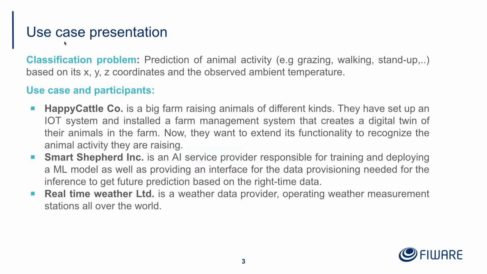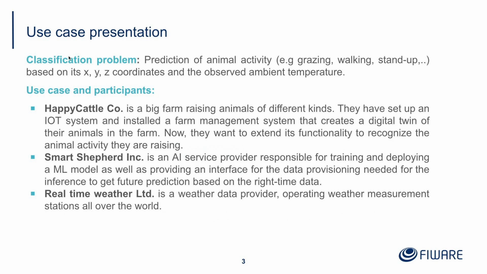I'd like to first present our use case. To have an overview, it's basically in the scope of agri-food. So we have a farm in which there are some animals and they are wearing some GPS collars. And the farm owner wants to predict or classify the animal activity based on the XYZ coordinates and the observed ambient temperature.